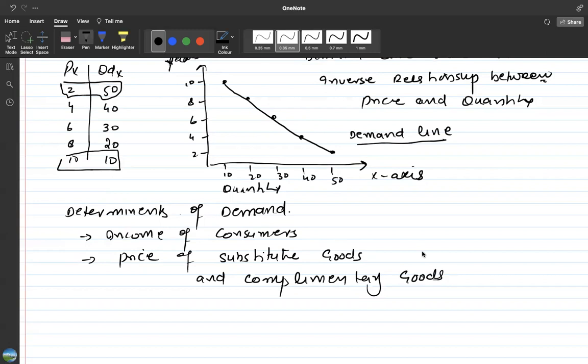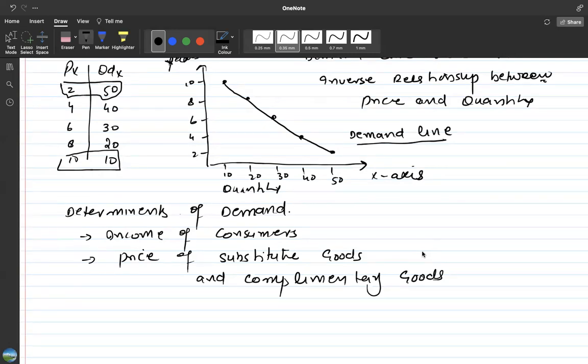Price of substitute goods and complementary goods. Substitute goods are the goods that are used in replacement of each other. When we speak the term replacement, we might say they are alternatively used. For example, petrol and CNG, petrol and diesel, bread and roti, rice and wheat. These are alternatively used goods that are called substitutes. Pepsi and Coca-Cola are the best example of substitute goods.